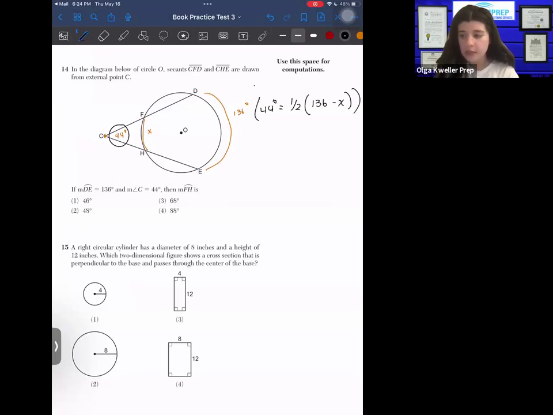So that we did on the other page, we double both sides. We end up with 88 as 136 minus x. We subtract 136 from both sides. And what is our answer? We end up with x is equal to 48 degrees.